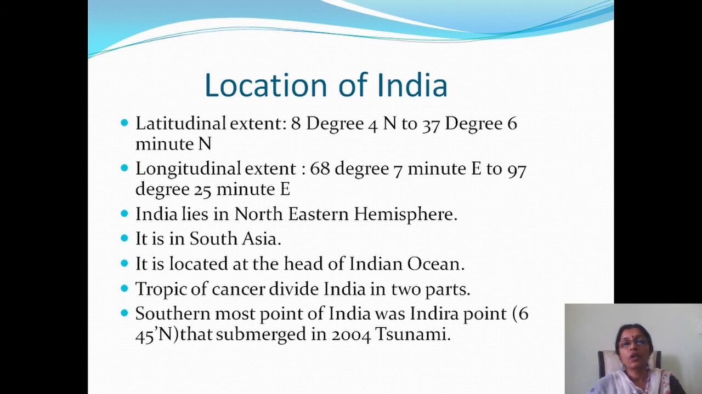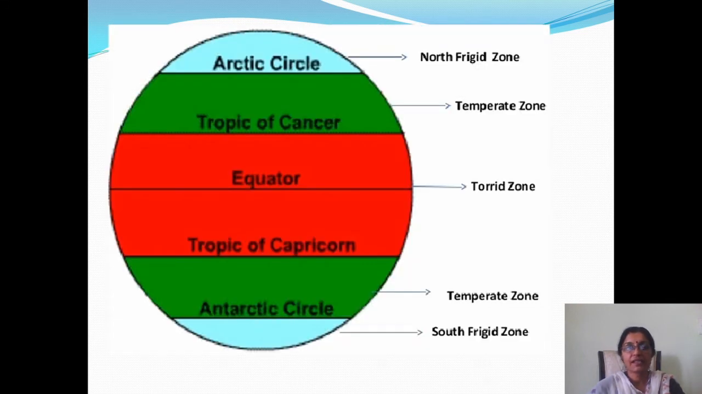But if you are asked what is the southernmost point of India, and the mainland is not there, then you will describe Indira Point. That is the southernmost part of India, located in Nicobar Island, at 6 degree 45 minute north. It has been submerged during the 2004 tsunami. Have a look at this slide. Now let's move to the next slide. Have a look at this diagram.